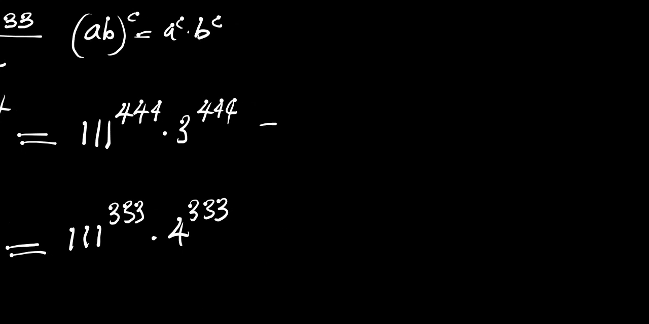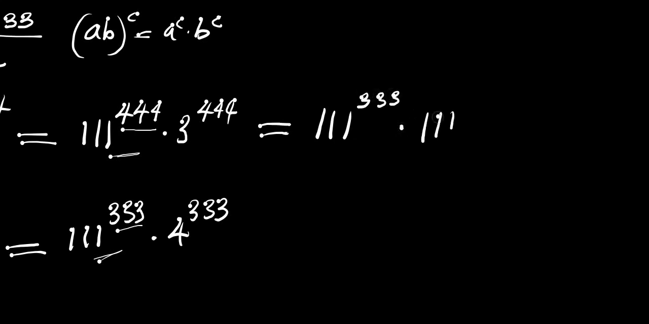The next thing we are going to do is, we can see that this is 444 and this is 333. So let's try and make this to be similar to what we have here. So instead of this, we can have 111 raised to the power of 333 times, we have 111 raised to the power of 111, then we have times 3 raised to the power of 444.